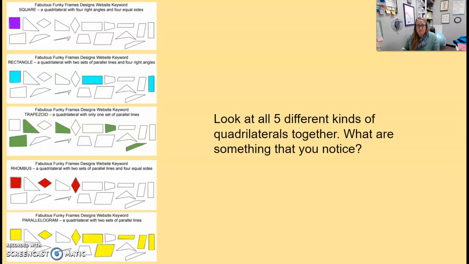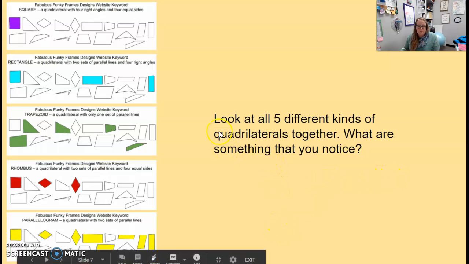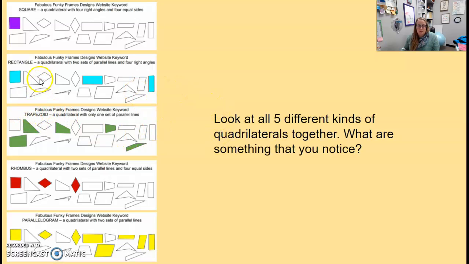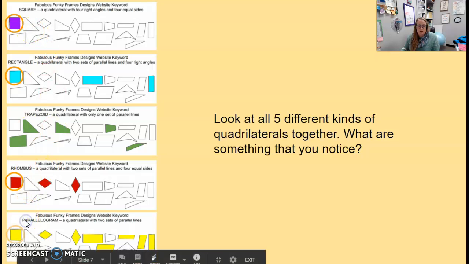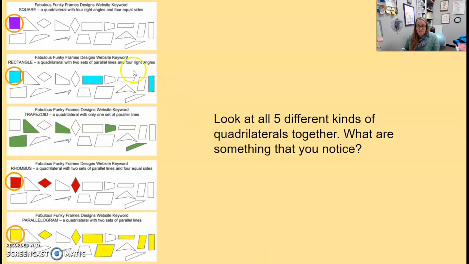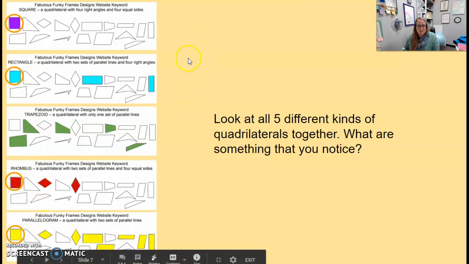So let's look at this. I see that the square is colored in on every single one except for a trapezoid. So that means that a square can be a rectangle, a square can be a rhombus, a square can be a parallelogram, and of course we know a square is a quadrilateral because it has 4 sides. So a square is a very special shape. What else do you notice?